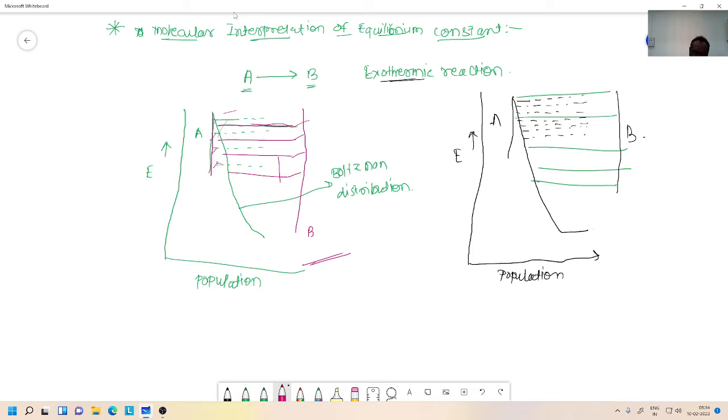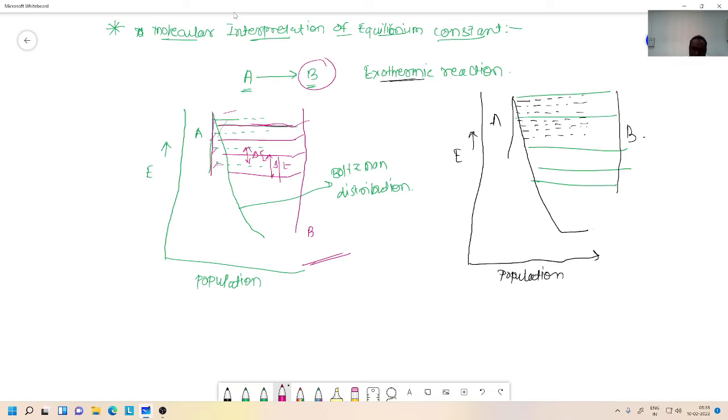In this case, for the energy levels of species A and species B, I can say that this is delta E and this is delta E. The difference in the energy levels of species A and B is nearly the same. Since it is an exothermic reaction, here the product B is predominant, and it is expected that an exothermic reaction will have an equilibrium composition that favors the product formation.